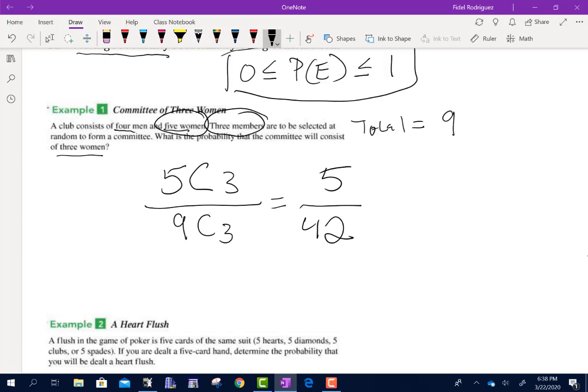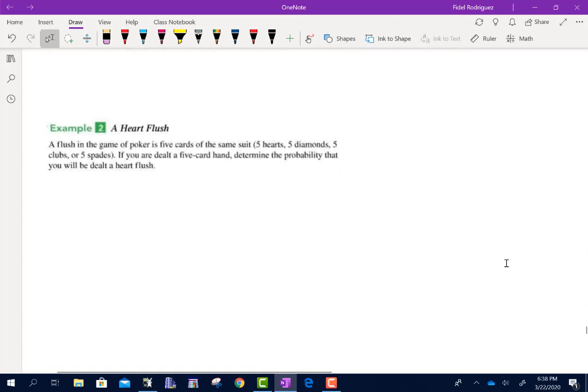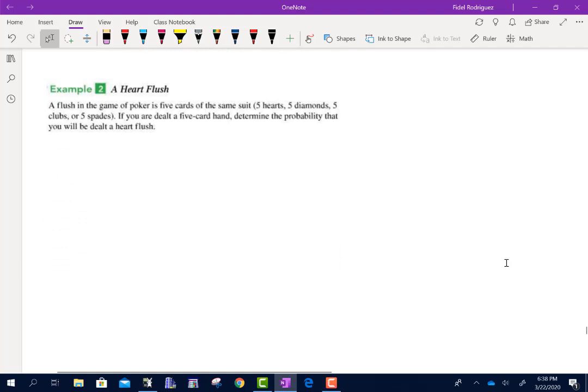Okay. If it doesn't do that, guys, then I have to simplify my fraction. Okay, so I'm going to try to keep using that button as much as I can and see if it'll help me with the rest of these. Okay. So let's take a look at the next problem here. And it says, a flush in the game of poker is 5 cards of the same suit. So either 5 hearts, 5 diamonds, 5 clubs, or 5 spades. If you're dealt a 5-card hand, determine the probability that you'll be dealt a heart flush.